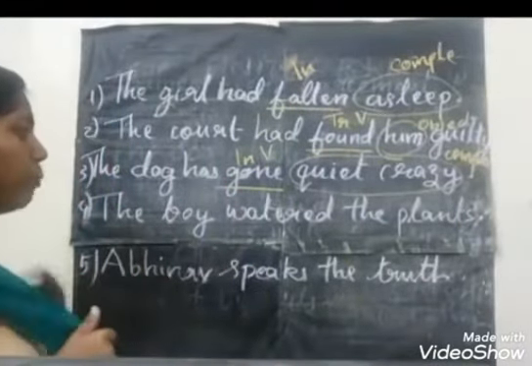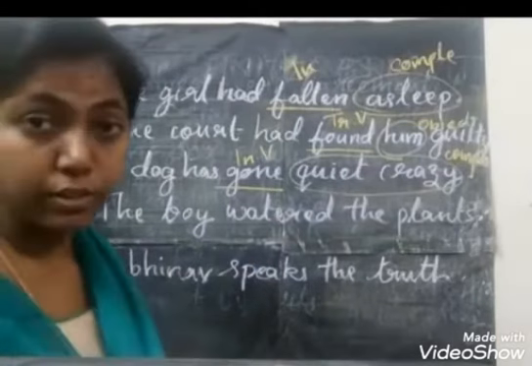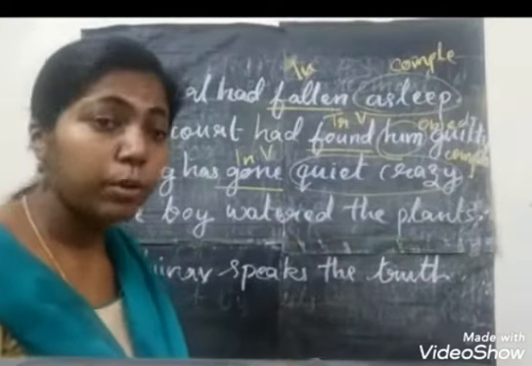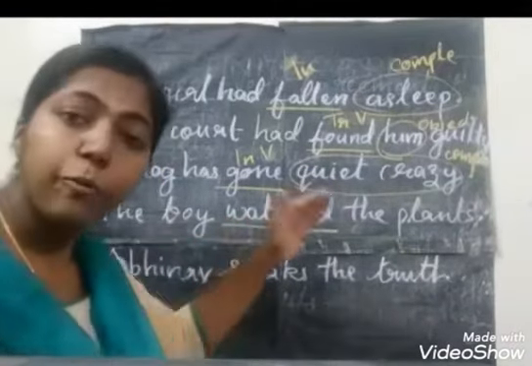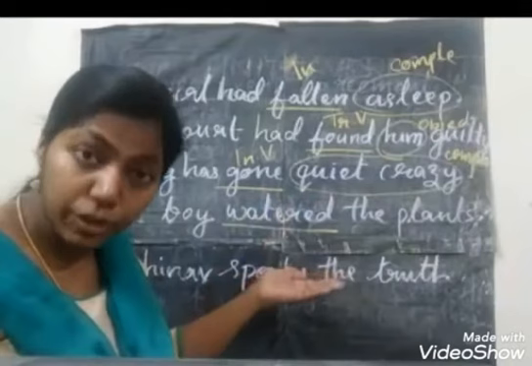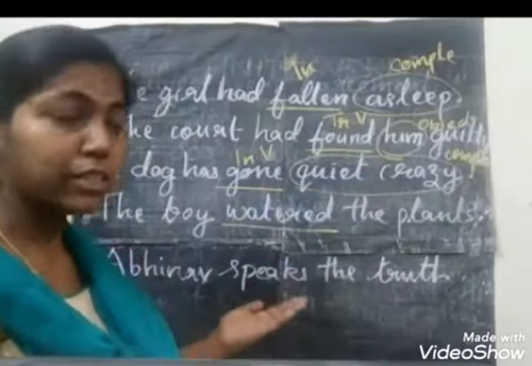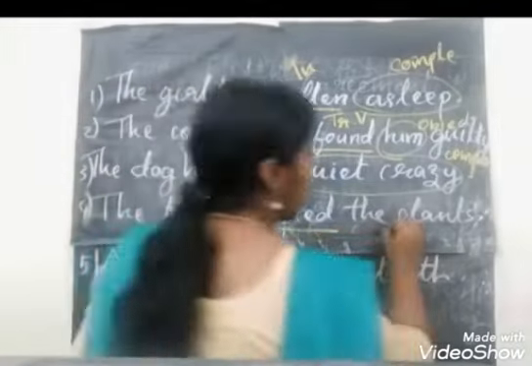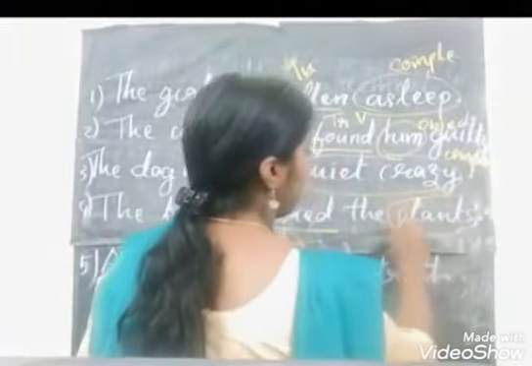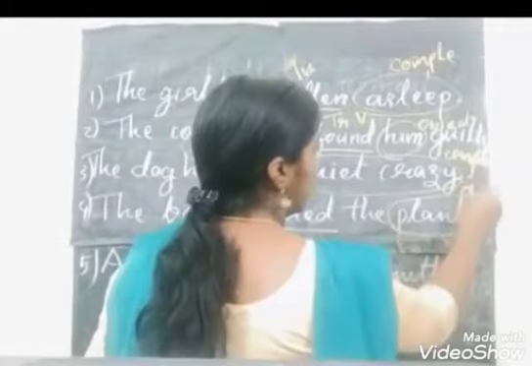Next one: the boy watered the plants. Here, which is the verb? Yes, watered is the verb. Now, watered what? Is there an object here? Yes, it's clear, isn't it? Which is the object? The plants. Plants is the object here.